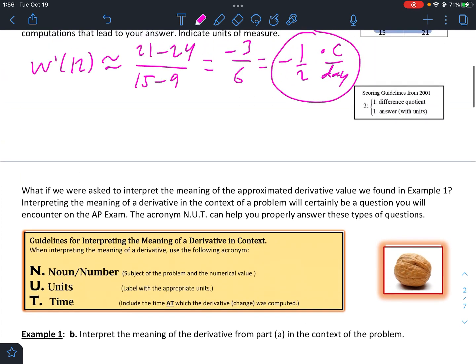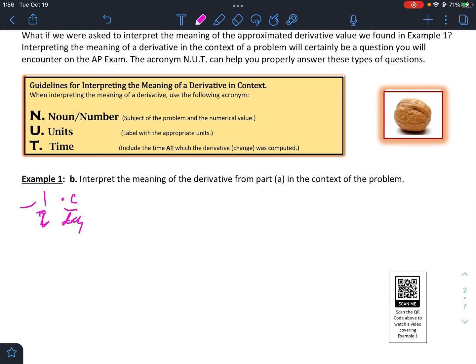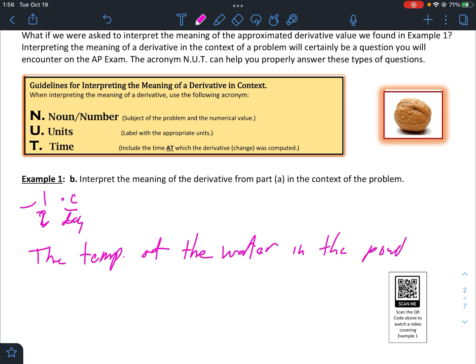Okay. So let's take our answer here of negative 1/2 degrees Celsius per day and interpret that in the problem. So when we write this out, let's basically rewrite the question and say what our answer is in that answer. The question is talking about the temperature of the water. So we're going to say the temperature of the water in the pond. Okay, so that's the noun. That's what we're talking about. The temperature of the water in the pond. That's the N part.